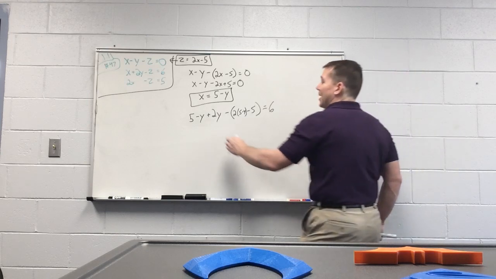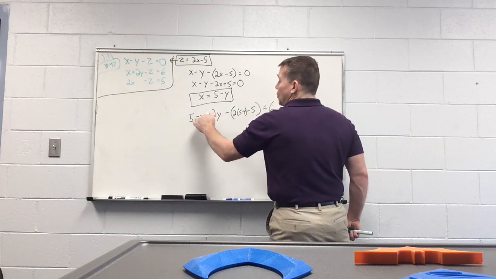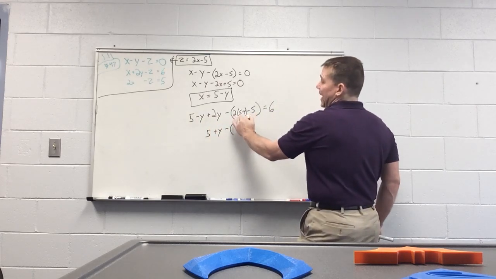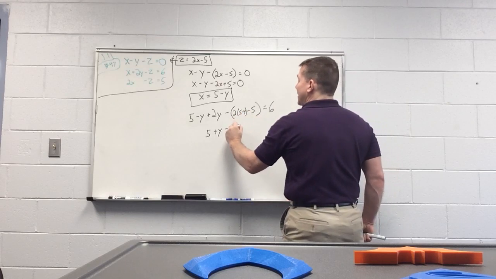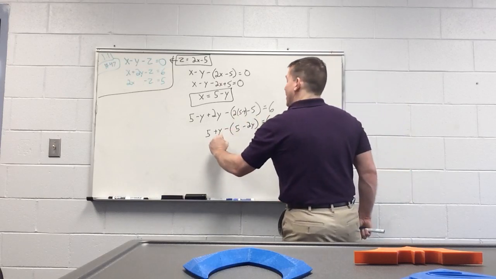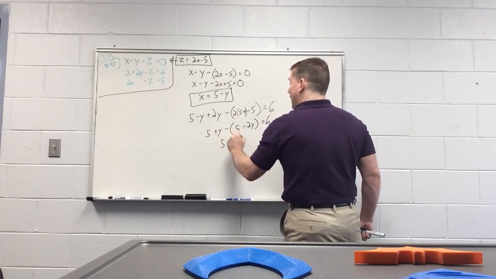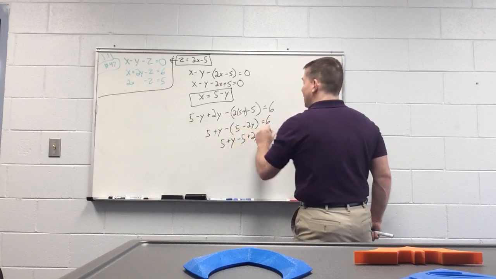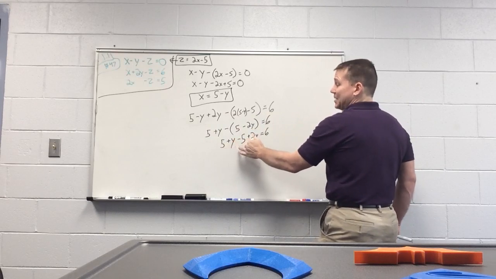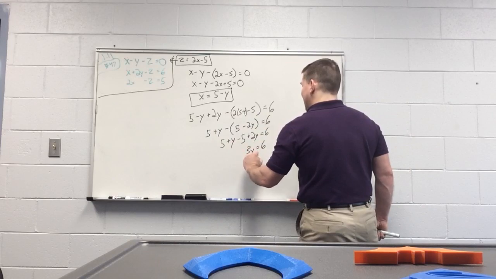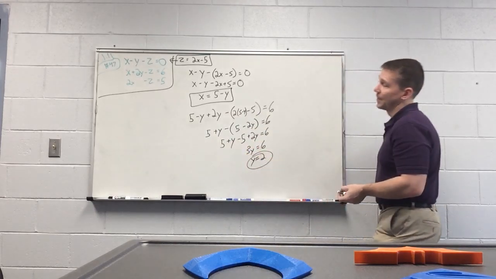Now just do all the algebra. Out here, that's 5. 2y minus y is y. Minus 2 times 5 is 10. 10 minus 5 is 5. 2 times negative y is negative 2y equals 6. 5 plus y minus 5 minus 2y equals 6. 5 minus 5 is 0. y minus 2y is negative y, so actually it works out to 3y equals 6, so y equals 2.